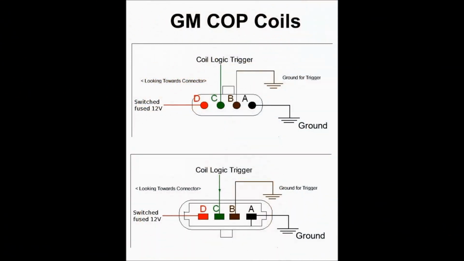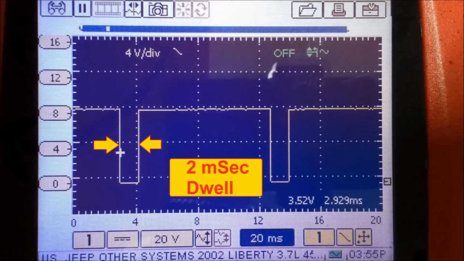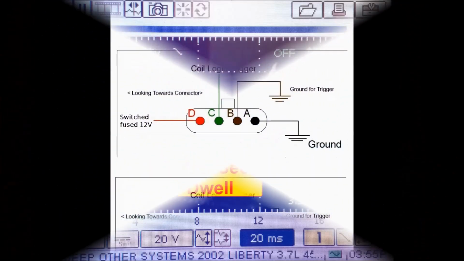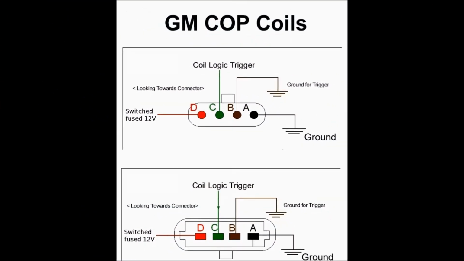So here on screen is a very basic, simplified wiring diagram for the coil connector. As you can see, you have the 12-volt switch power from the ignition switch. You have a coil logic trigger, which is the one that gets the square wave coming from the computer. In this case, we're going to use the zapper to effect that trigger pulse. There is no other way to do it.